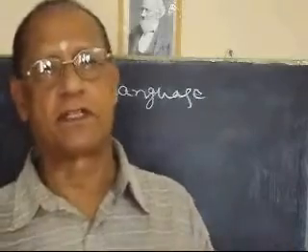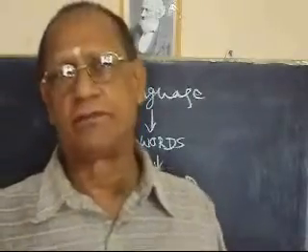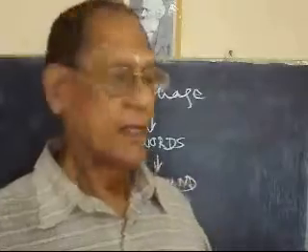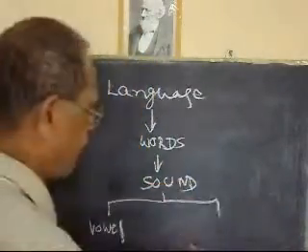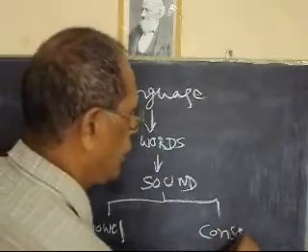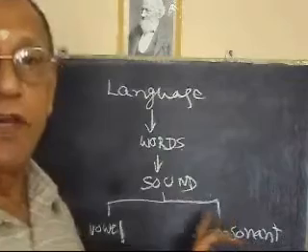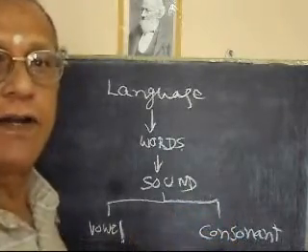Language consists of words. Then what is a word? A word is a sound which gives some meaning. Come, go, eat, drink, like this. This sound consists of two elements, vowel and consonant. When we analyze this word sound, there are two elements, vowel and consonant.